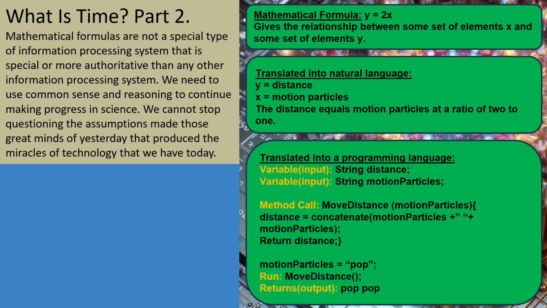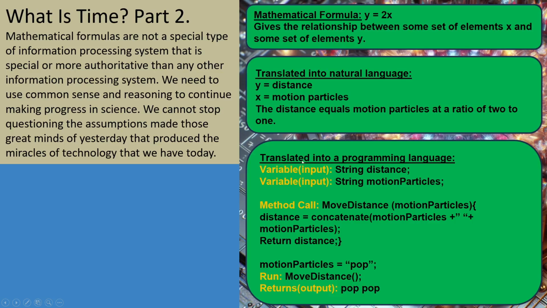And it is true that mathematical formulas are not special. For instance, if we take some formula, y equals 2x, it just describes a relationship between the elements of x and some elements of y. For every x, we get out 2y. We can say the same thing in natural language. We can say that y equals distance and x equals motion particles, and we can describe that relationship. The distance equals motion particles at a ratio of 2 to 1. Those two different information system models are functionally equivalent.